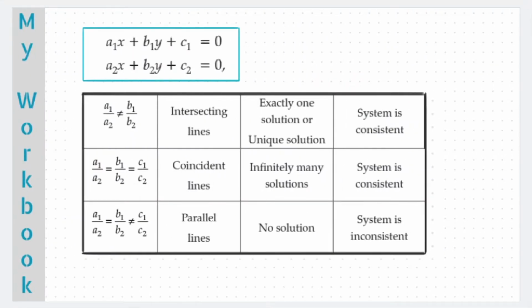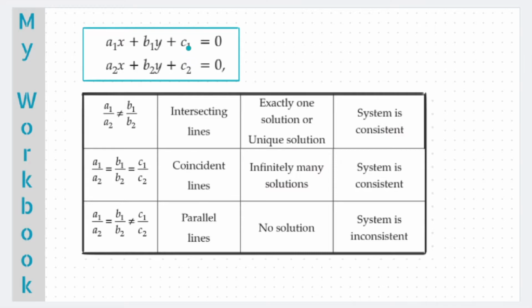Next, before we proceed to the next multiple choice question, I would like to brief upon simple concepts related to a pair of linear equations. a1x plus b1y plus c1 is equal to 0, a2x plus b2y plus c2 is equal to 0. These two are the general form of a pair of linear equations. a1 and a2 are the coefficients of x, b1 and b2 are the coefficients of y, c1 and c2 are the constants.